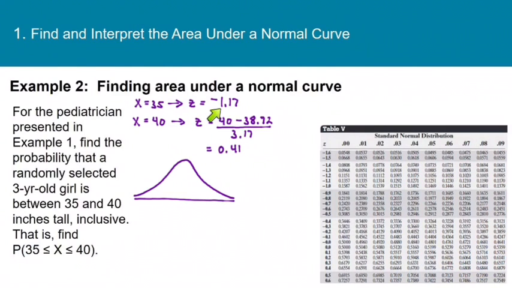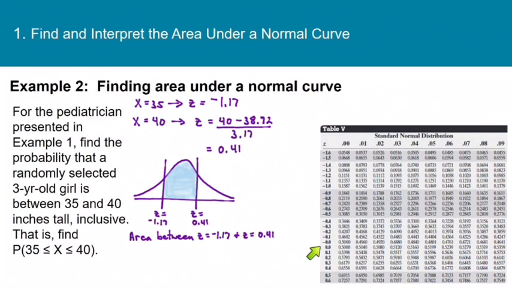So now let's sketch that on the standard normal curve. The line for z equals negative 1.17 is going to be over here to the left of center somewhere, and the line for z equals 0.41 is going to be on the right side, not quite to the inflection point. And we want to find the proportion of 3-year-old girls whose heights fall in between these two z-scores. So what we'll do is find the area to the left of z equals 0.41 and then subtract the area to the left of negative 1.17.